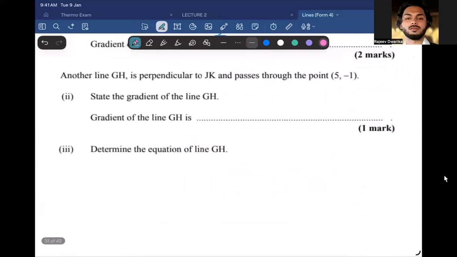That's good. So another line, GH, is perpendicular to JK and passes through the point (5, -1). Ria, can you see that this is the exact same as the question before? Yep. Okay, well, if it's the exact same question, tell me the two answers then. What's the gradient of line GH if it's perpendicular to JK?